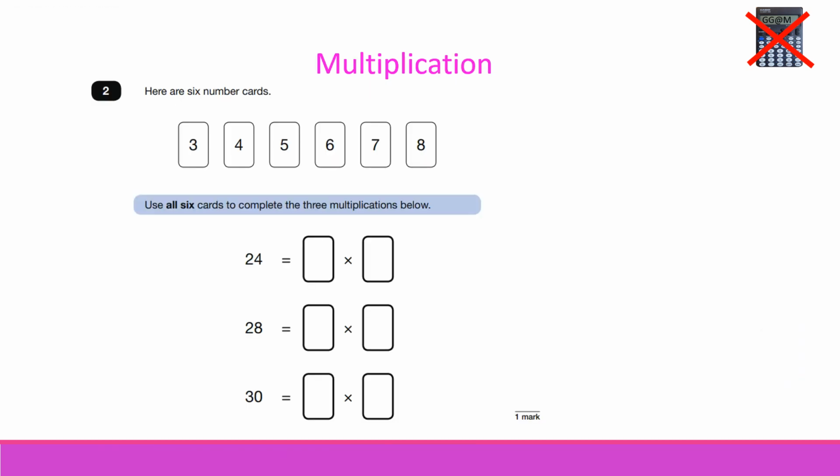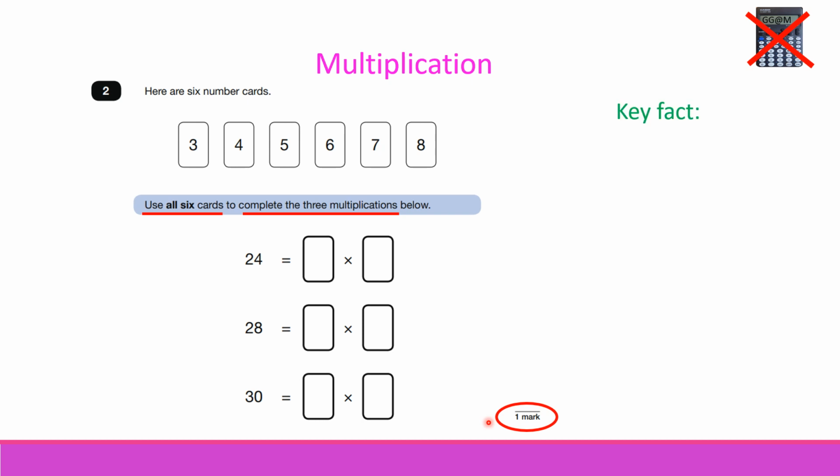This is a question on multiplication. The keywords in the question are that you have got to use all 6 cards. So these are the 6 cards written up here, the numbers 3, 4, 5, 6, 7 and 8. And you've got to complete the 3 multiplications below. So you've got to fill in the gaps here with the 6 numbers that you can see up there. So you can't repeat any of the numbers. You have to use different numbers in each box, and this will give you 1 mark in the exam.